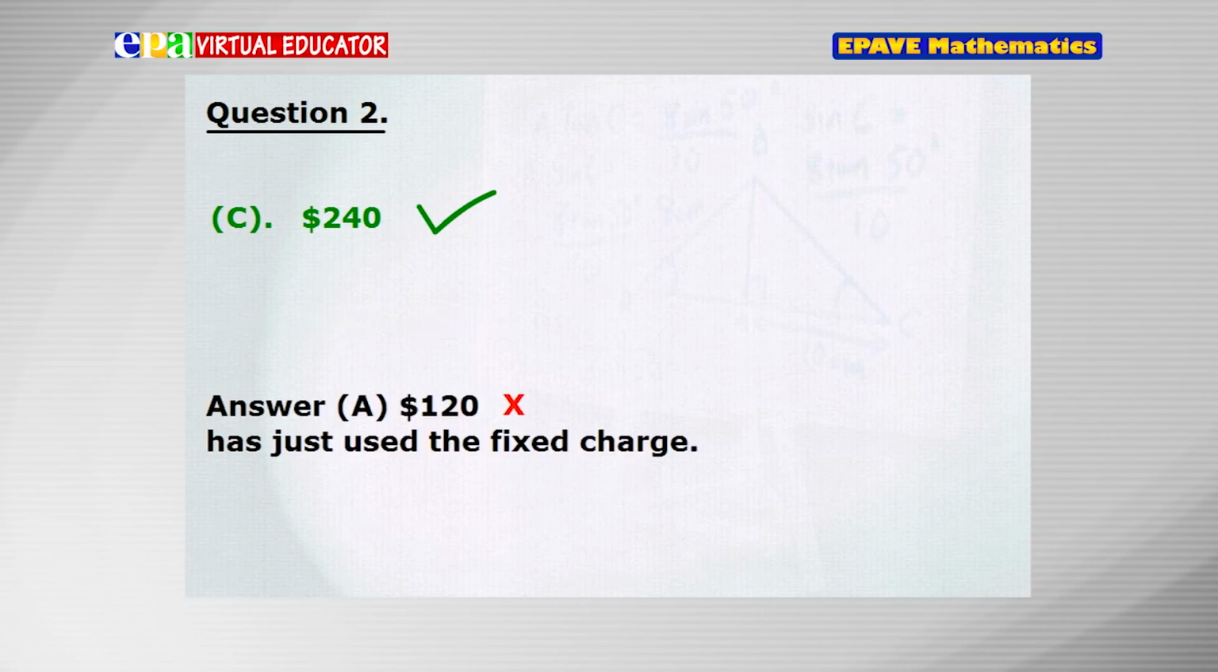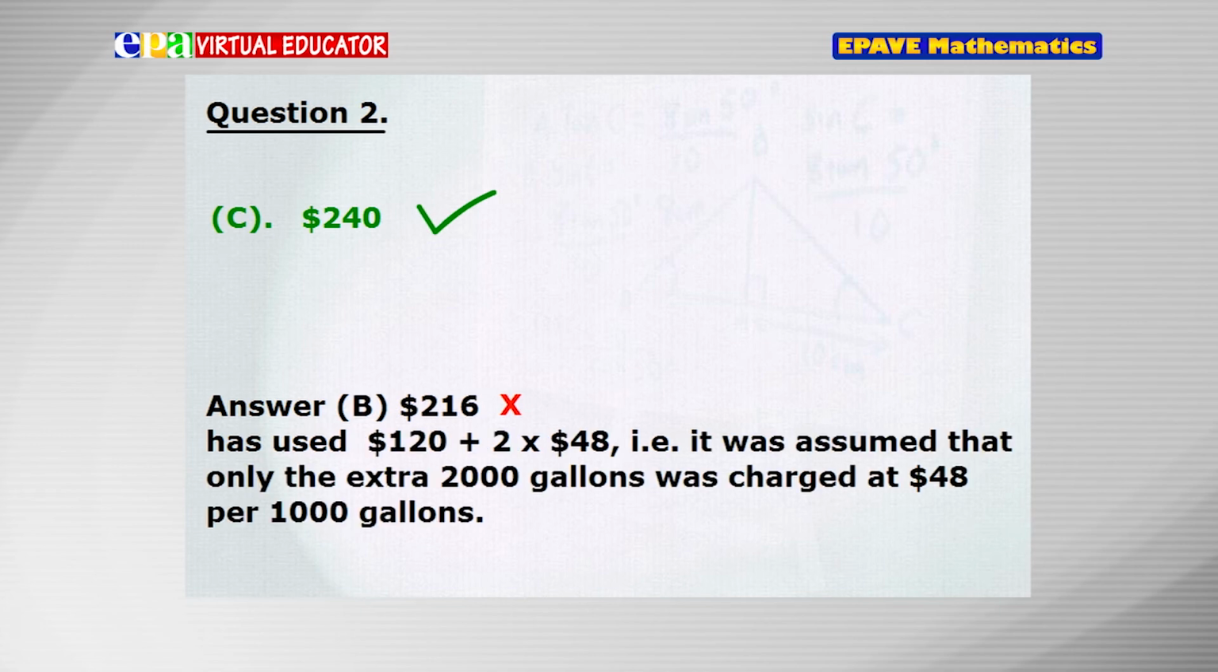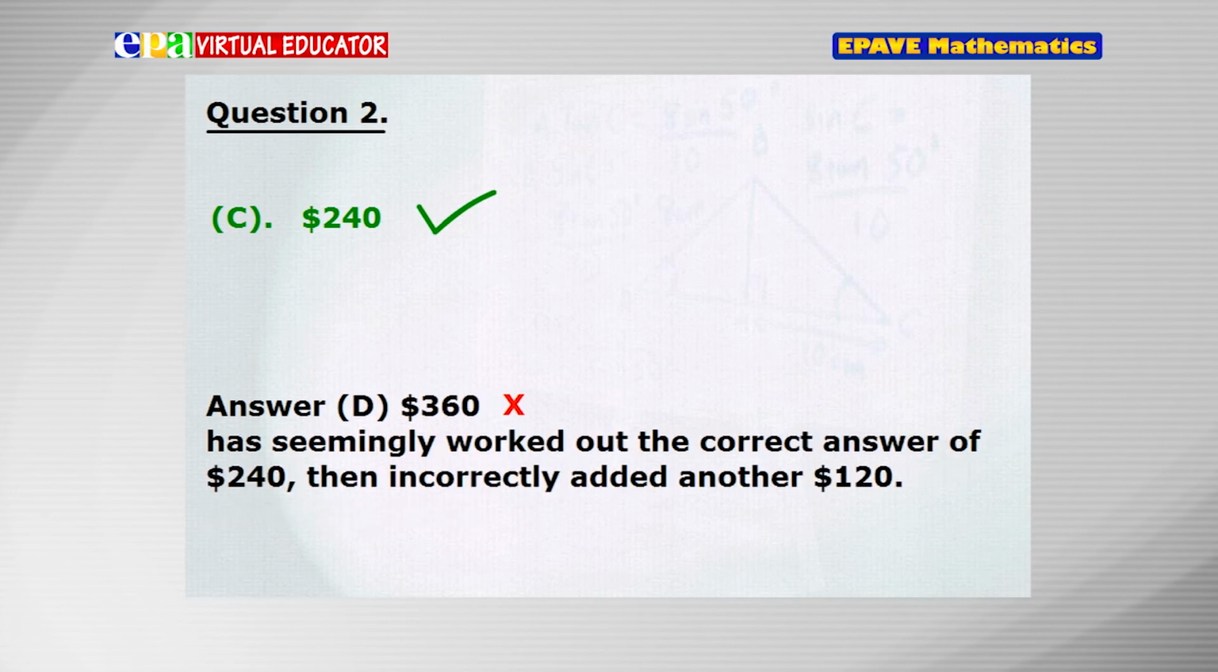The correct response to question 2 is C, as 5 times $48 is equal to $240. Answer A has just used the fixed charge. Answer B has used $120 plus 2 times $48. That is, it was assumed that only the extra 2,000 gallons was charged at $48 per 1,000 gallons. Answer D has seemingly worked out the correct answer of $240, then incorrectly added another $120.